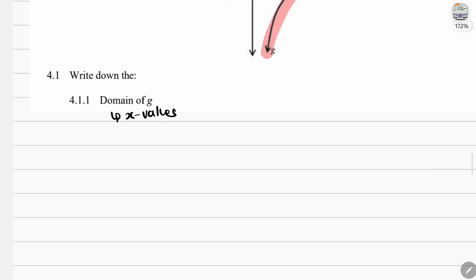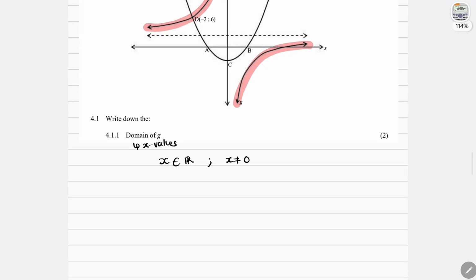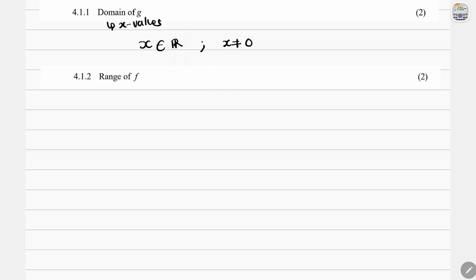So what do we say is the domain of g? We say that the graph of g, its domain is x can be any other real number. So x is an element of all real numbers, but x is simply not equal to 0. And that is our answer. Moving on to the next question.